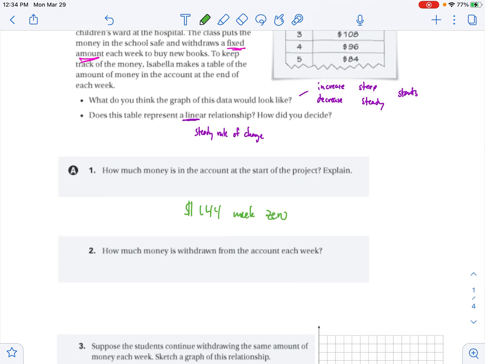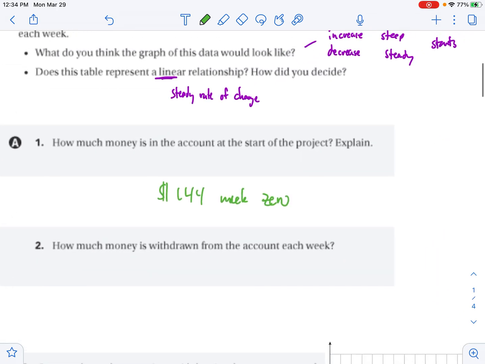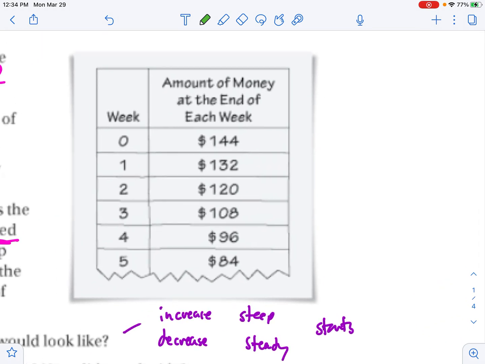How much money is withdrawn from the account each week? So that's asking us to kind of build the table out. Let's look a little bit here. I'm going to use these numbers here to help me. So how much is each week? 144 minus 132, and 144 minus 132 is 12. 132 minus 120, I'm just using the next one, it is 12. 120 minus 108. And if you're not seeing where these numbers are coming from, just pause and look around. You'll see it.